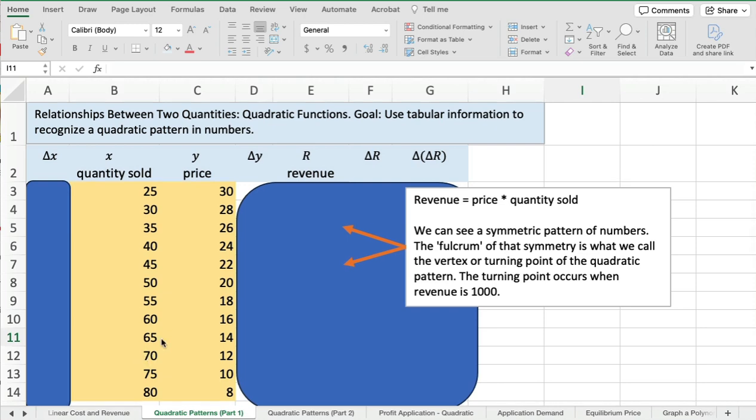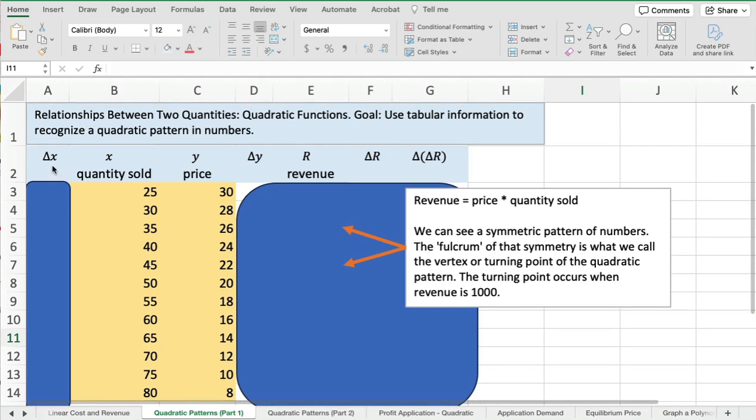Set up your spreadsheet the way I have it here, with column A is going to be our delta X, column B is going to be our X values, which happens to be our quantity sold. Column C is Y, which is our price. Column D is delta Y. Column E is capital R for revenue. Column F is going to be our change in revenue, so delta R. And then we have a new column G that is going to be delta R, so change in revenue. Exactly what you think it might be. So go ahead and set up your spreadsheet and put in your X's.